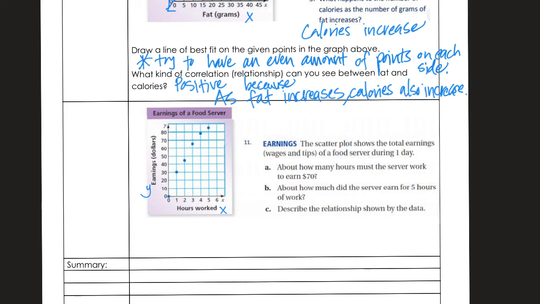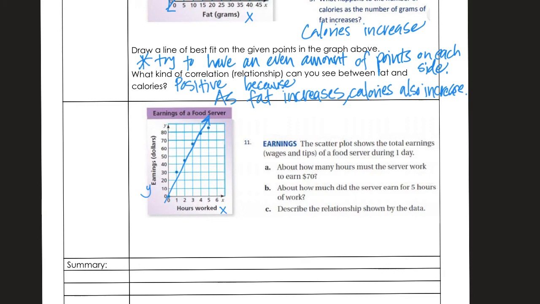So grab your ruler or a straight edge or something that is straight and draw, to the best of your ability, a line of best fit. See, I think I could do a little bit better at drawing that line. So I'm going to erase because I want to make sure I try to have an even amount. All right, that's about as good as I'm going to get.